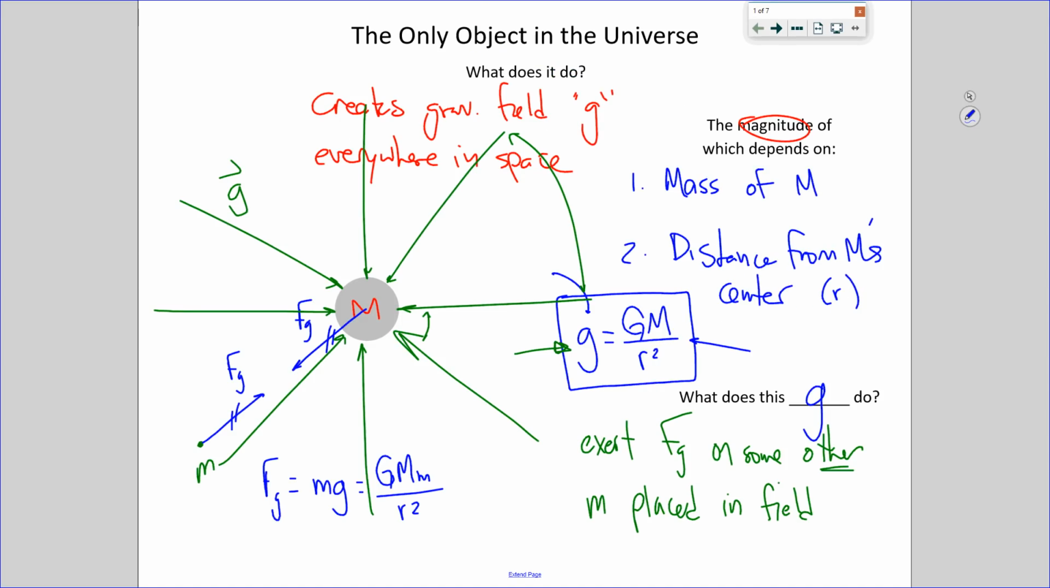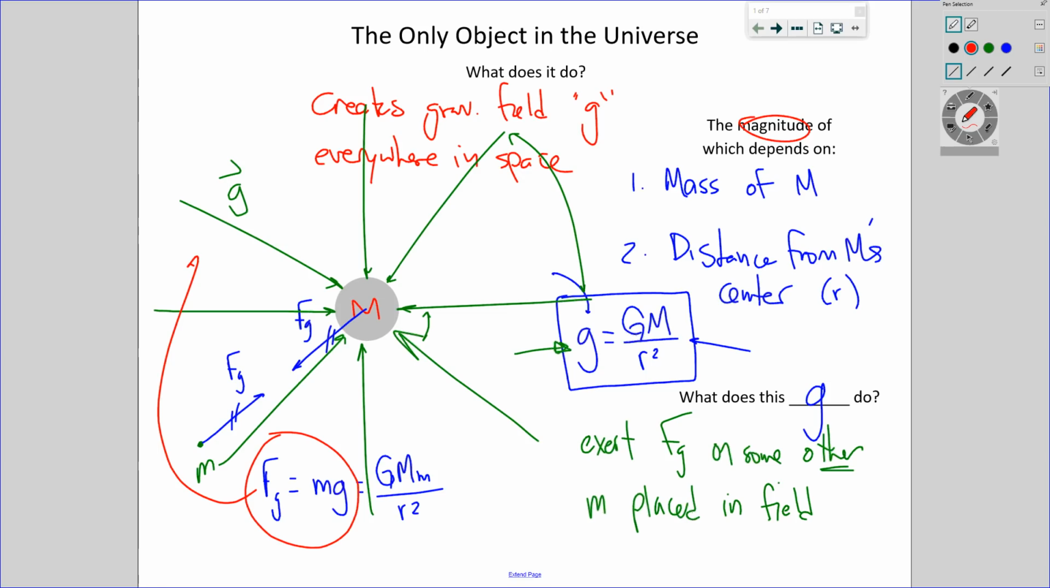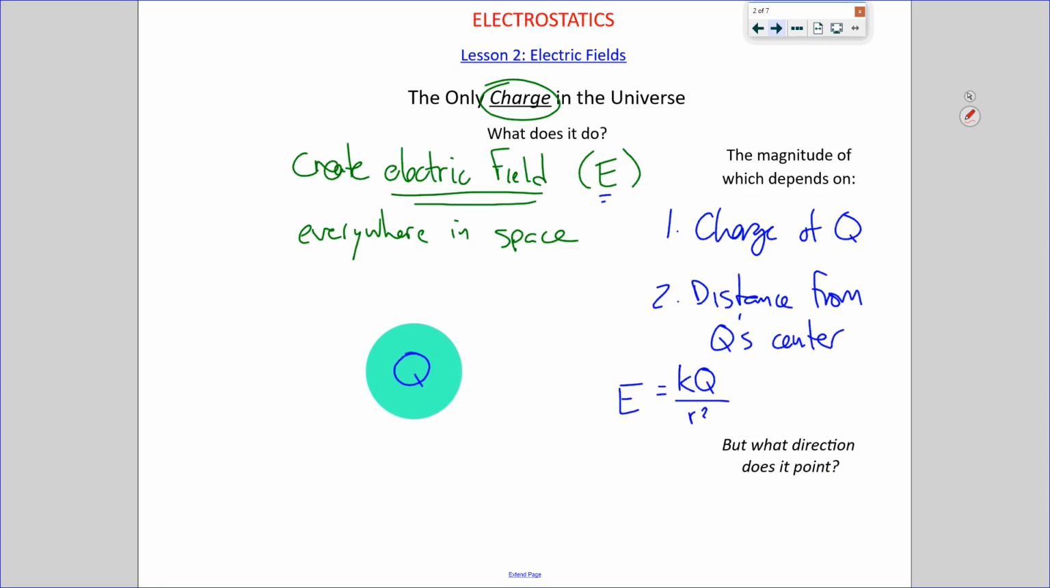Now, it's also worth noting that, by definition, because we've employed this for a long time, this really says something specific. It says that gravitational field g is by definition the ratio of gravitational force per unit mass, right? So we can similarly say that electric field E by definition is a ratio of force to, well, not mass, a force to charge, and not gravitational force, but electric force, electrostatic force.